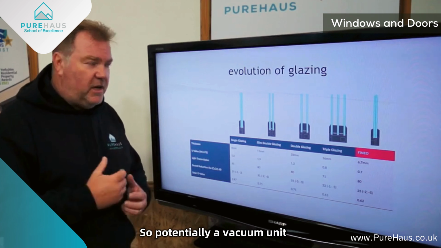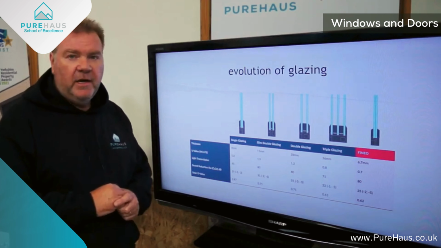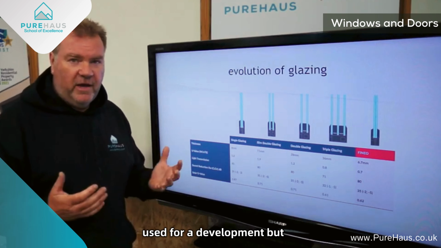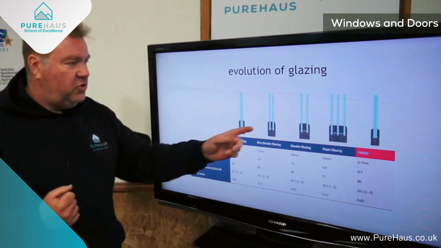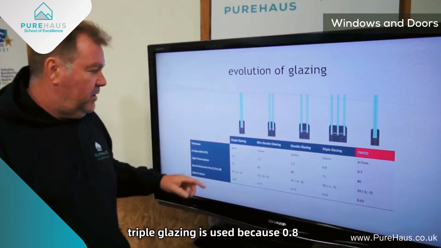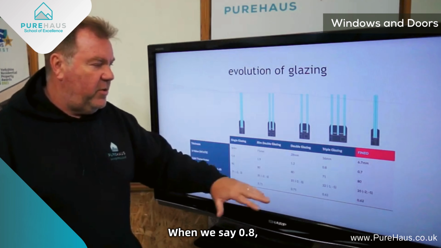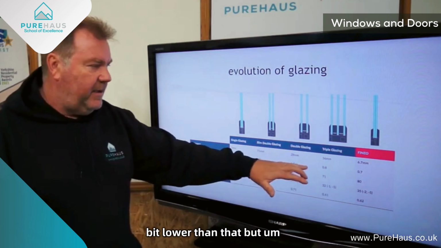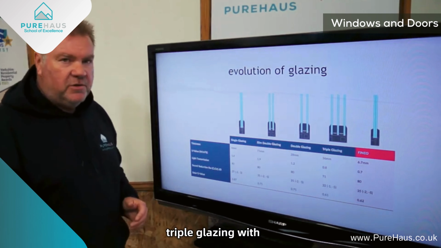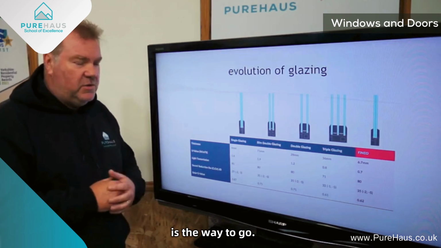So potentially a vacuum unit could be used for a development, but typically triple glazing is used because 0.8 is about what we're looking for. When we say 0.8, they're normally a little bit lower than that. But triple glazing with the correct coating is the way to go.